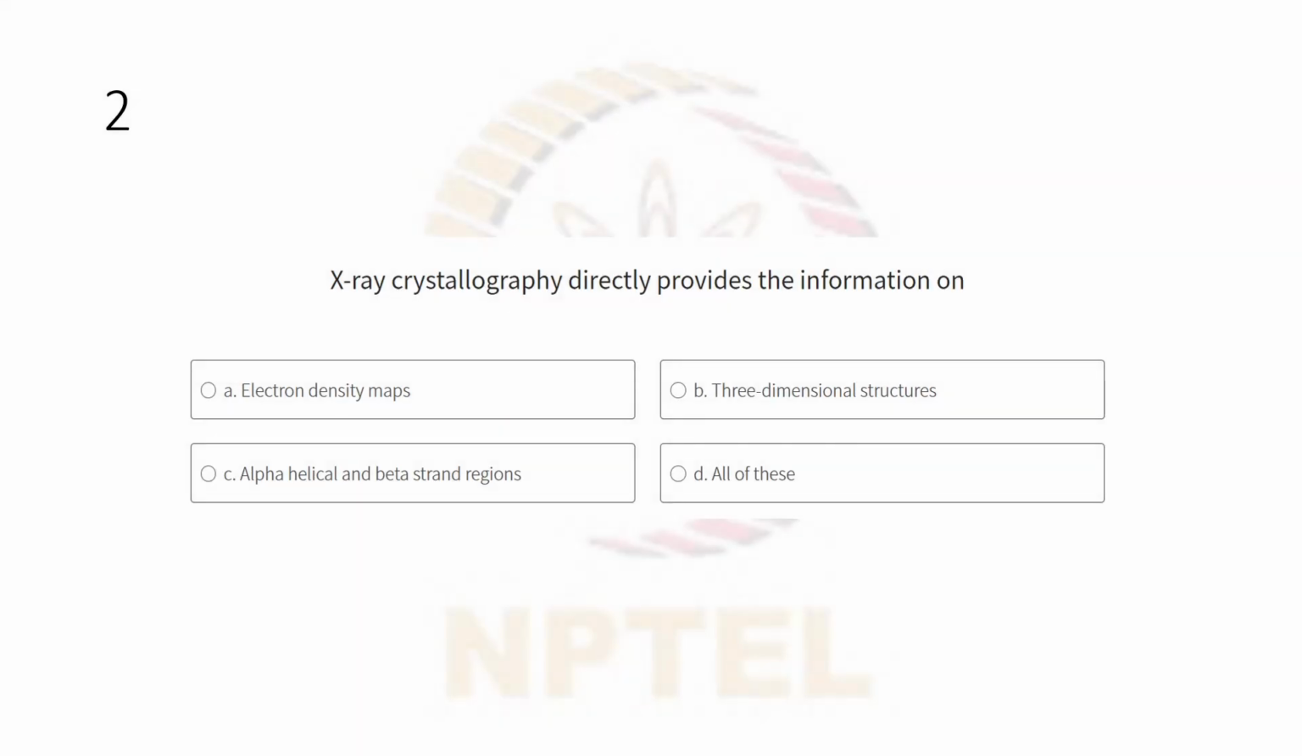Next is regarding the X-ray crystallography question. What information does the X-ray method directly provide us? Focus on the question. It asks what information it directly provides without any pre-processing or further steps. What is the direct output from an X-ray instrument or an X-ray method?